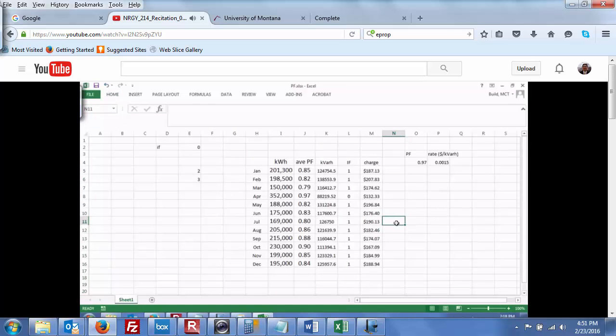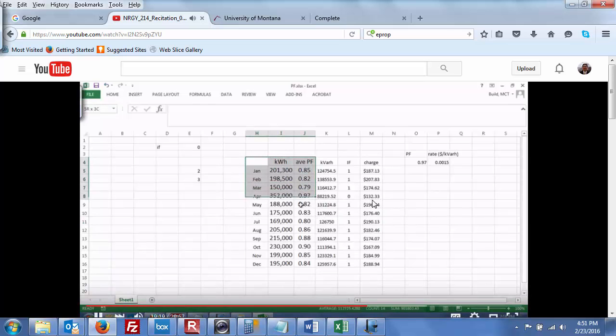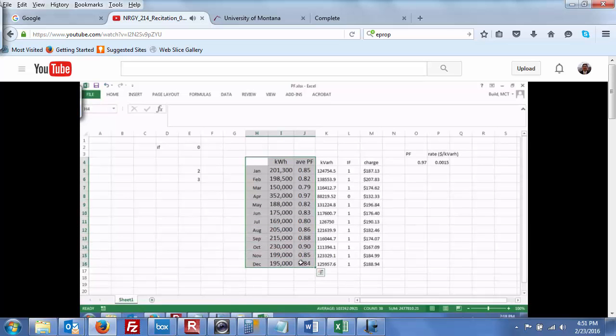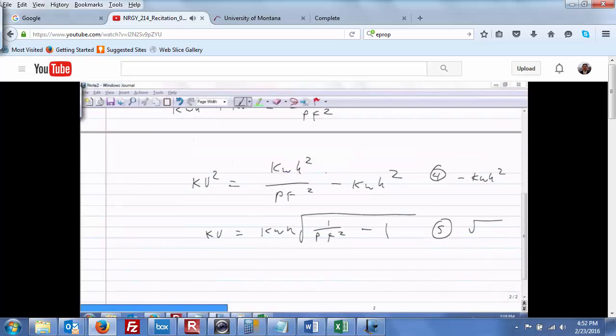Okay, so just to review, we downloaded the data, we knew the kilowatt hours per month, we knew the power factors per month, and I think we have a pretty good idea of what power factor is based on the horse drawing, my cars on the highway analogy, and so on. We were able, I hope, to calculate the KVARH.